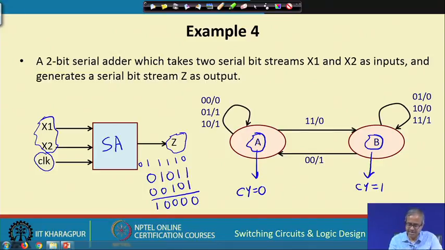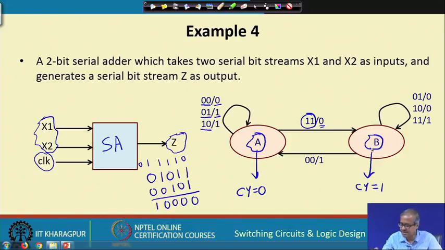When you are in state A and you have an input 00, and no carry, what will happen? The sum z will be 0 and you remain in A, which means the carry remains 0. If you apply 01, sum is 1, no carry, remain in A. 10 is the same, sum is 1, no carry. But when you get the inputs 11, then the sum will be 0 and there will be a carry of 1. So, now the state will change from A to B, where B indicates carry 1.